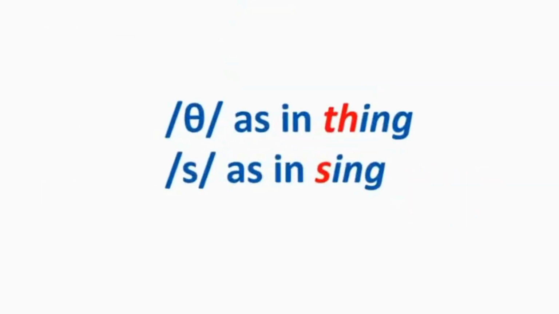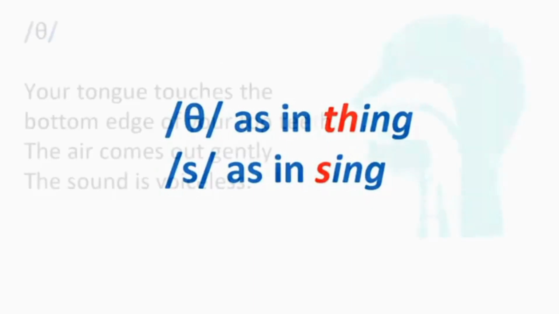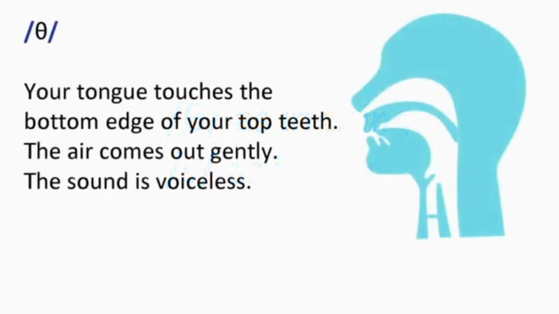First, let's practice th as in thing and s as in sing. What's the difference between these two sounds? When you say th, your tongue touches the bottom edge of your top teeth, or it might stick out a little bit between your teeth. Then the air comes out gently. It's a voiceless sound.